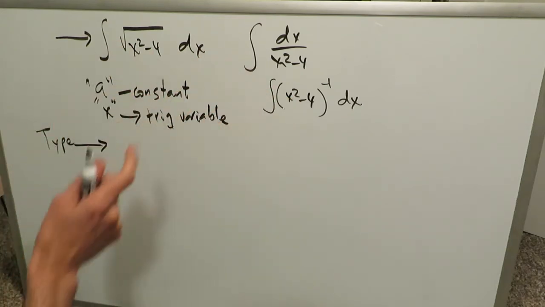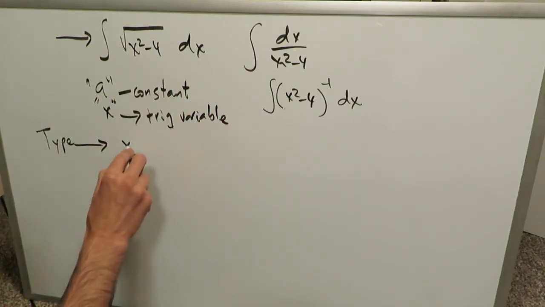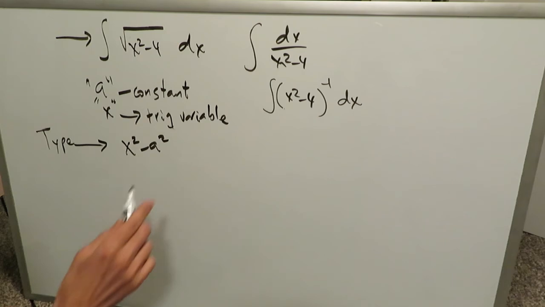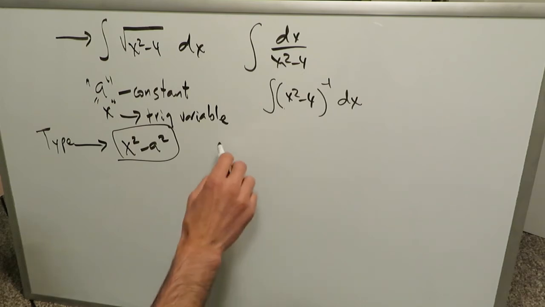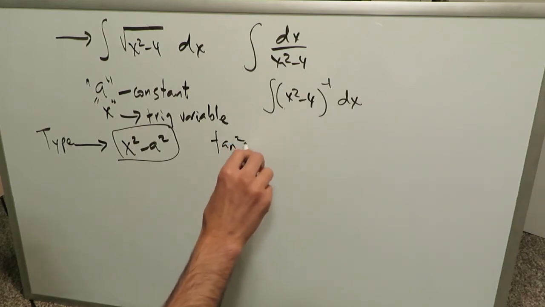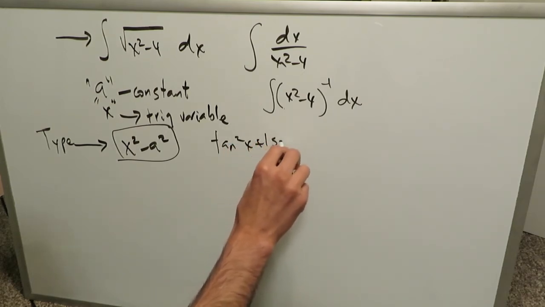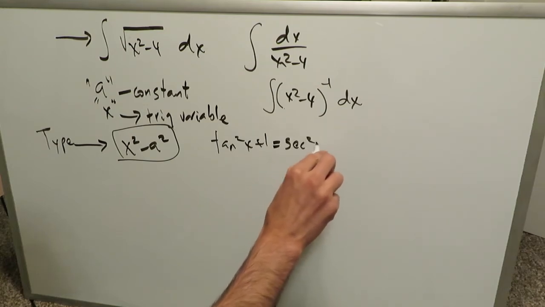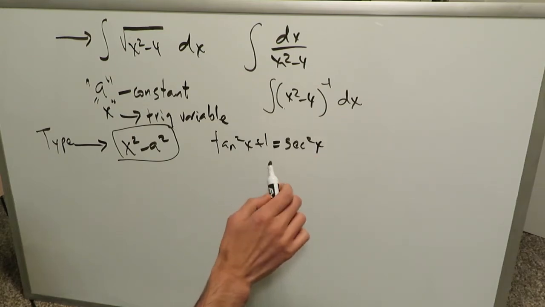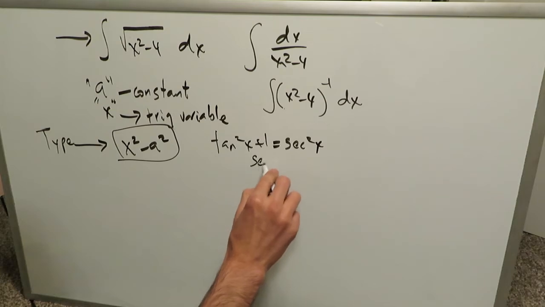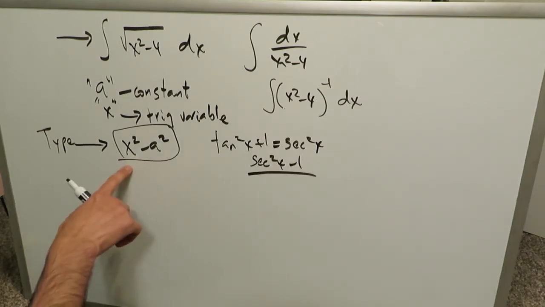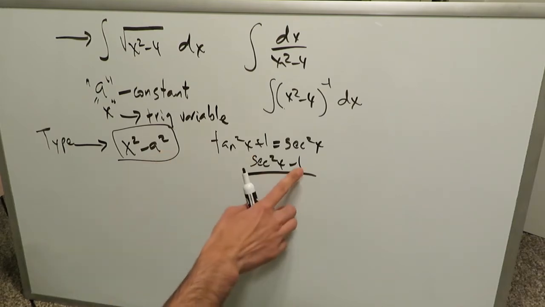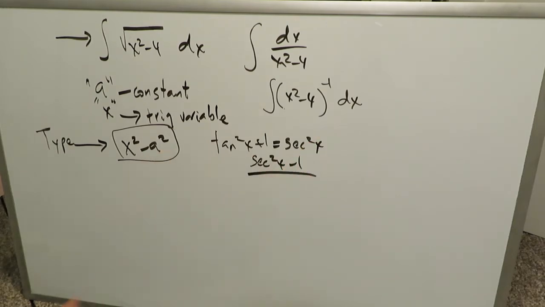This style is the hardest because this style right here is the x squared minus a squared format. When you're looking at an x squared minus a squared type, you're thinking of this other trigonometric identity, similar to the one before. Tan squared x plus 1 is equal to secant squared x, except here now you're looking at everything in terms of this: secant squared x minus 1. A could have been here, any perfect square over here.